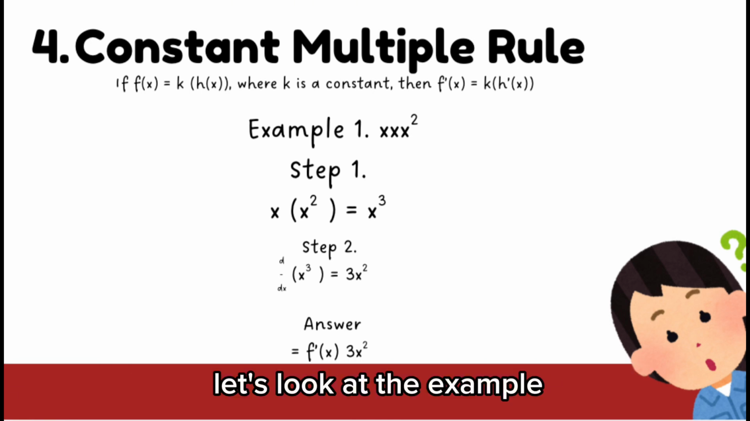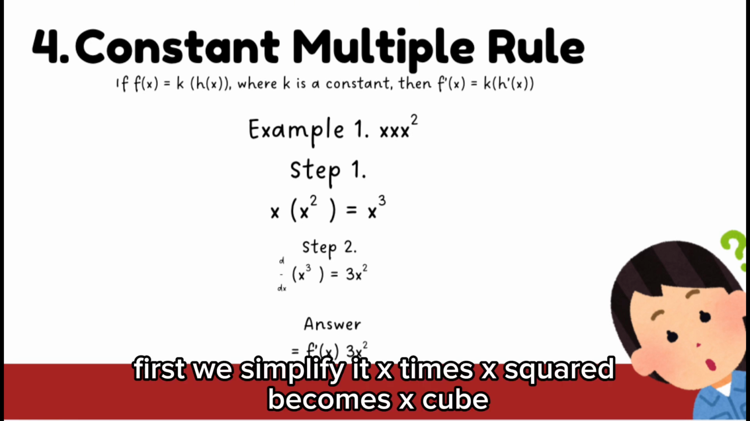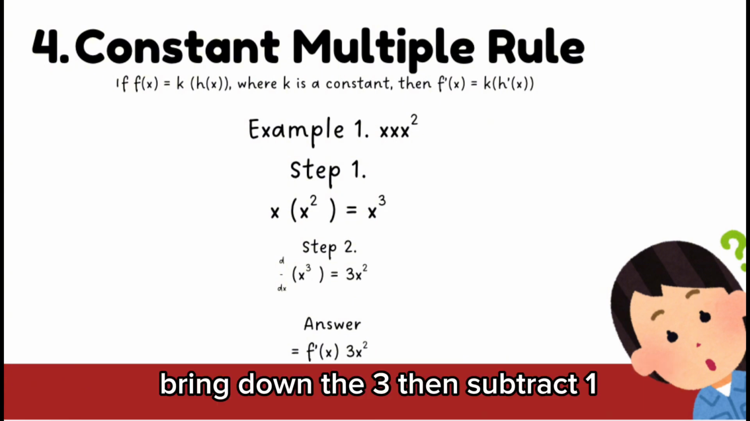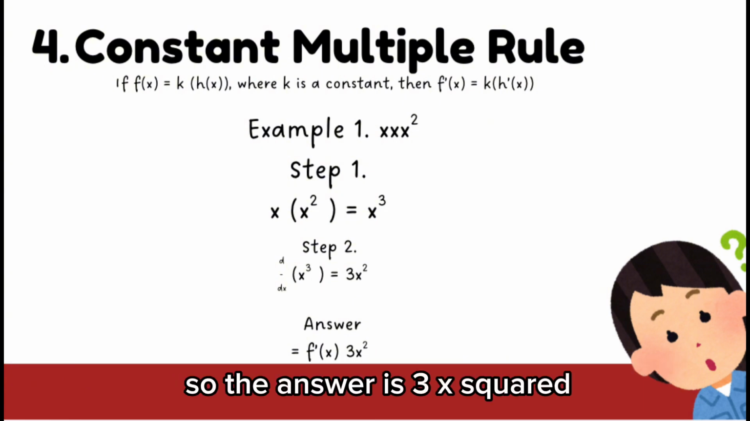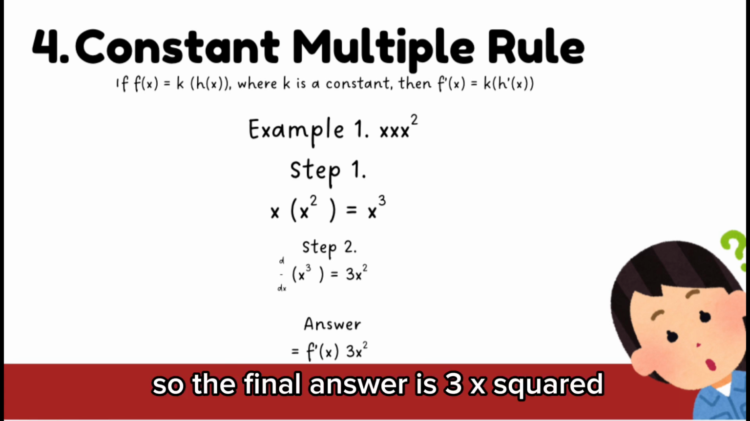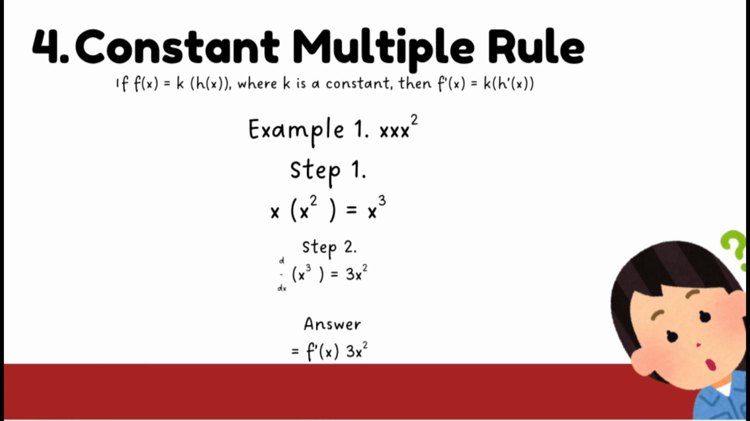Let's look at the example. We are given x times x squared. First, we simplify it. x times x squared becomes x cubed. Now, we differentiate x cubed using the power rule. Bring down the 3, then subtract 1. So, the answer is 3x squared. This shows that we can simplify first, then apply the rule.